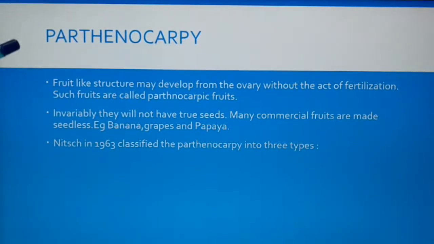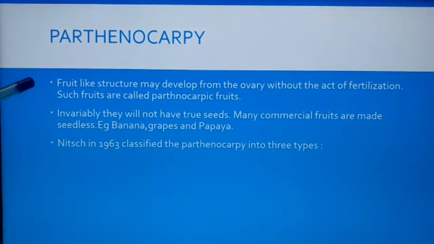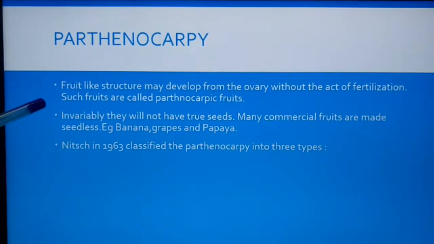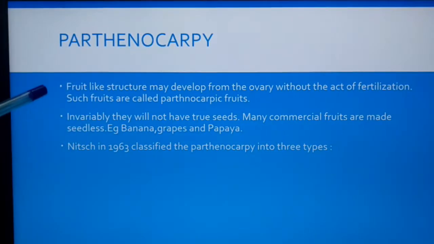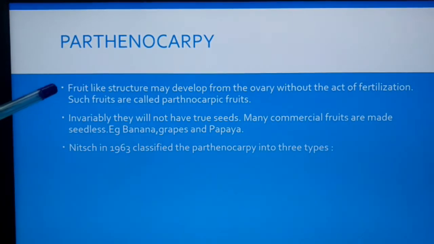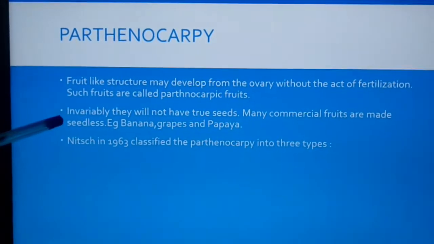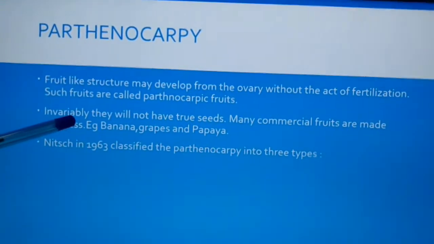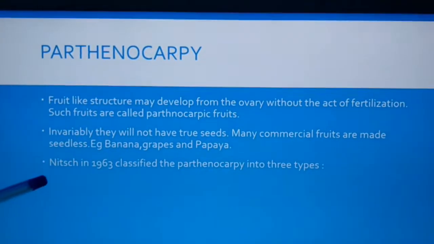The fruits which are formed by means of parthenocarpy are seedless. A fruit-like structure may develop from the ovary without the act of fertilization. Such fruits are called parthenocarpic fruits. These parthenocarpic fruits do not contain seeds, so they are also called seedless fruits. Invariably, they will not have true seeds. Many commercial fruits are made seedless. Example, banana, grapes, watermelon. Such fruits are produced without seeds and are called parthenocarpic fruits.